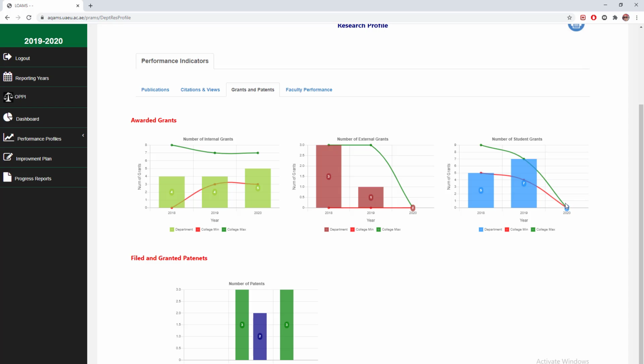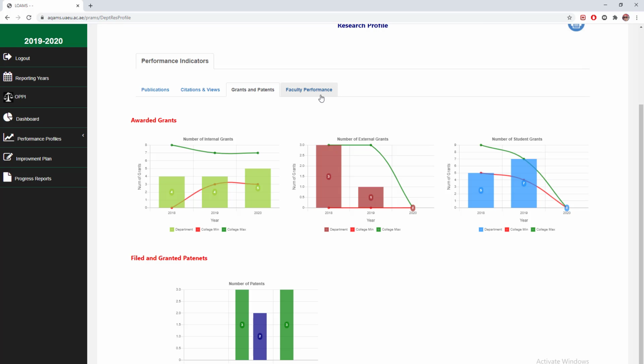For the student grants, they received 5 SURE Plus grants in 2018 and 7 in 2019, and no one received any SURE because SURE was not offered in 2020, so 0 for the college and 0 for the department. For number of patents, you can see that in 17-18 the department filed 3 patents and was granted 2, and for 18-19 they filed 3 patents.